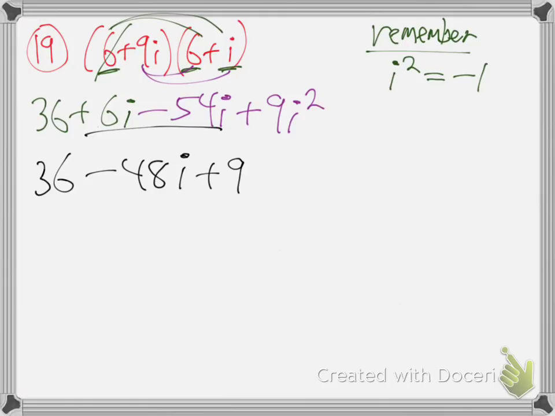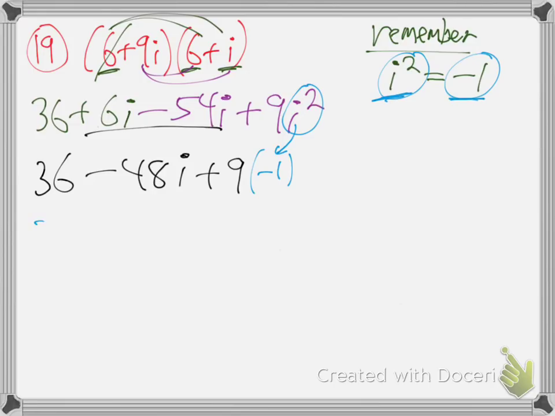Now, plus 9i squared. Now, remember what we just said about i squared? i squared is negative 1. So right there, I replace i squared with negative 1. I leave the regular i. I don't do anything with that. Just leave regular i. But i squared, we replace with negative 1 because i squared is negative 1.